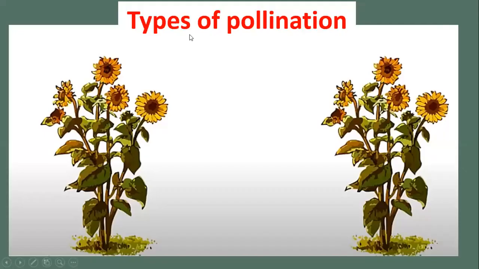Okay, let's make it more clear, the two types of pollination. Here, when the pollen grains go from the flower to the stigma of the same flower, this is called what? This is called self-pollination.